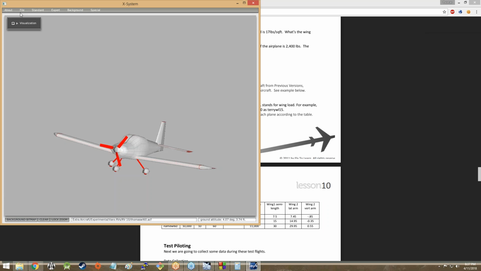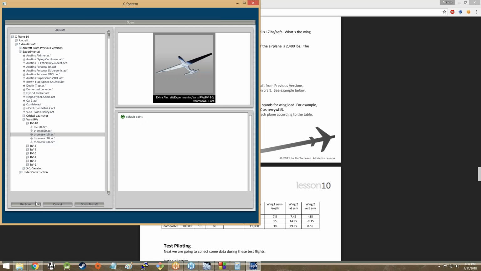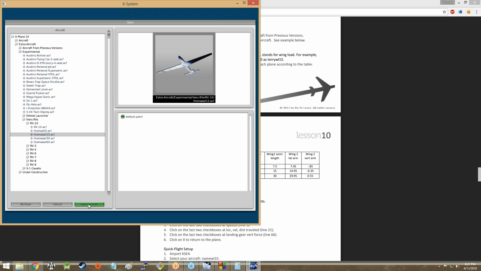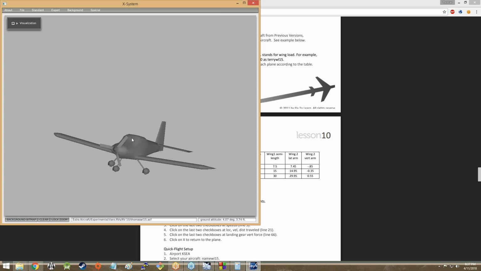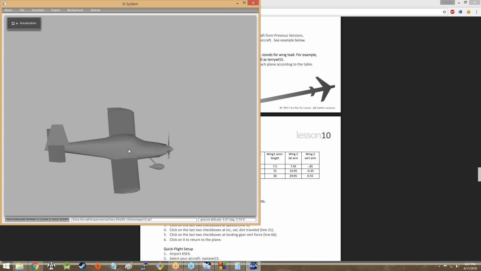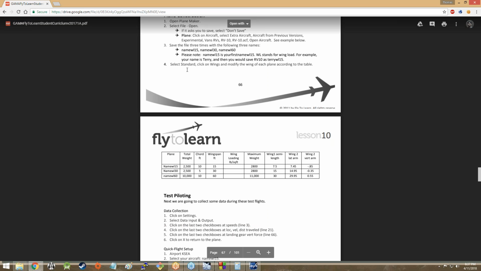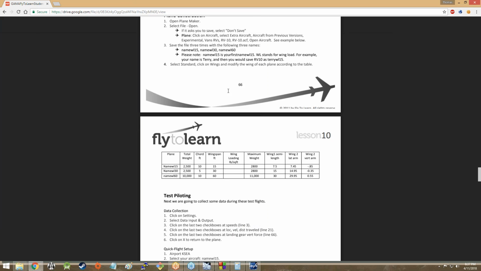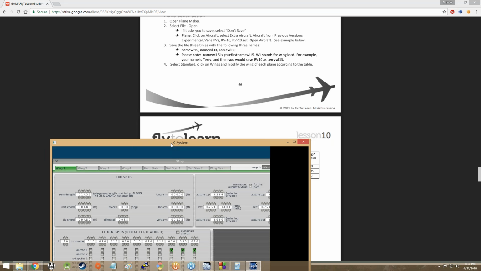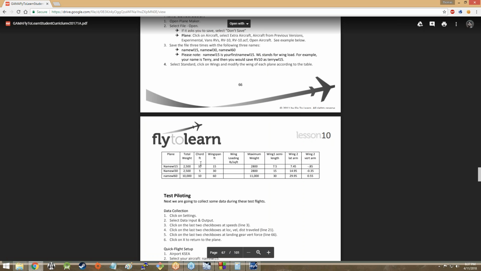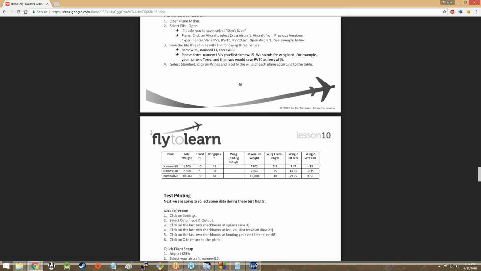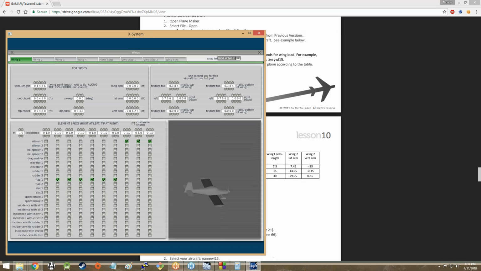So make sure to open up one of these that you just saved. So we're going to modify name WL15 first. You don't have to open it up like this, but it's just good to make sure that you've got the right plane for the situation. So select standards, click on wings, and modify the wing of each plane according to the table. So for WL15, the weight is going to be 2,500. The chord feet, we've got a couple of chords.